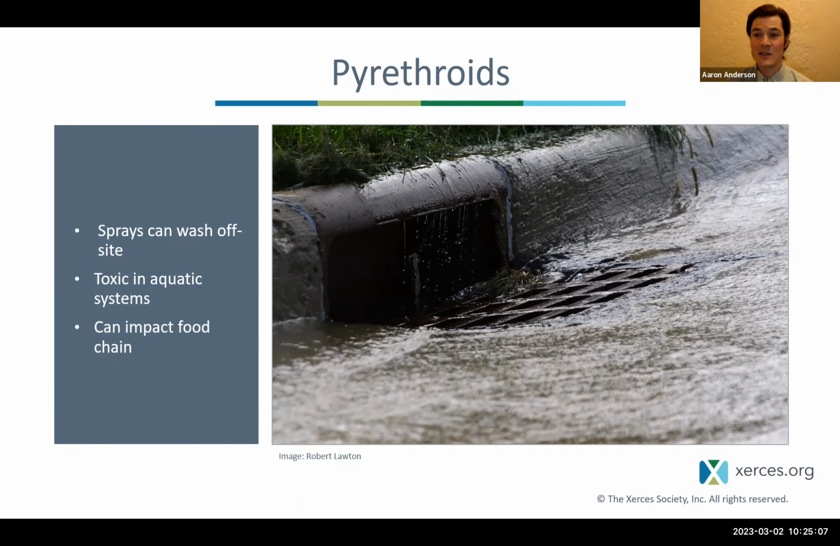Beyond impacting the populations of these species, this can also disrupt the food chain as birds, fish, and amphibians rely on these insects for food. And pyrethroids are also directly toxic to fish. So this is just kind of a quick reminder that the things that we do in our homes and yards often can have broader impacts elsewhere in the landscape.